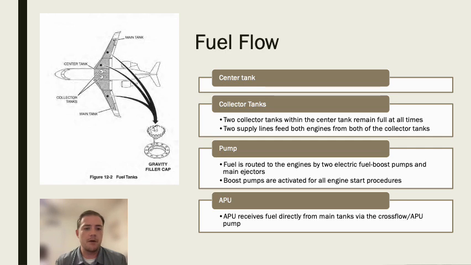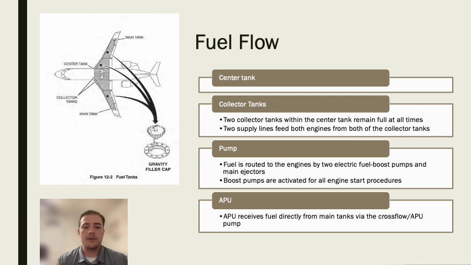So we can see in the diagram on the left the location of the various tanks installed on the aircraft. We can see that there is one center tank, there are two collector tanks, and then there is a main tank in each wing. So essentially the main tank is going to be our center tank. There's going to be two collector tanks, and these two collector tanks are located within this center tank, and they're going to remain full at all times. There's going to be two supply lines that are going to feed both engines from both of the collector tanks. So essentially either of the collector tanks can feed either one of the engines, and vice versa.